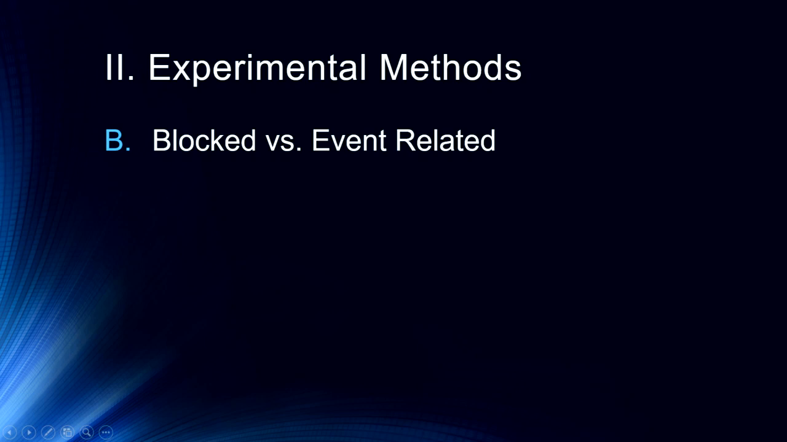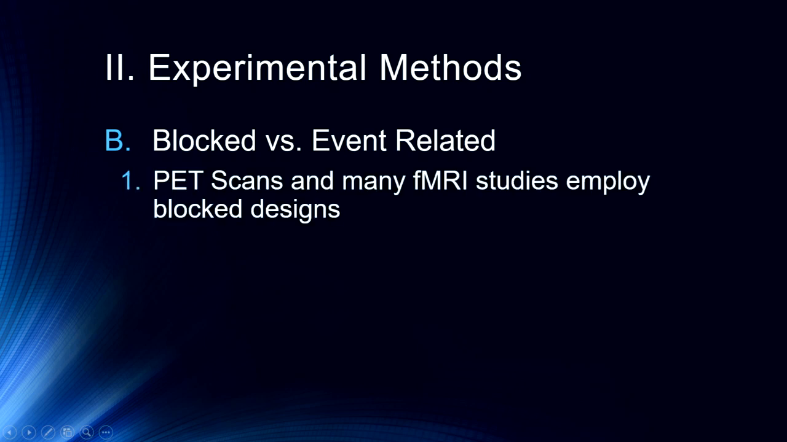The next thing we have to think about with experimental methods here are blocked versus event-related designs. PET scans and many fMRI studies employ block designs. PET scans kind of have to because the scanning technology is not that fast.